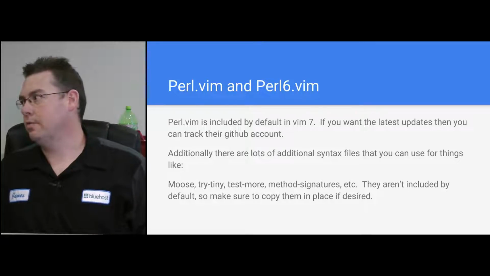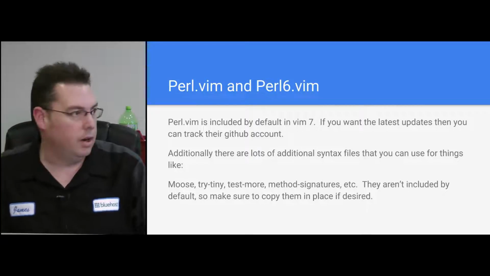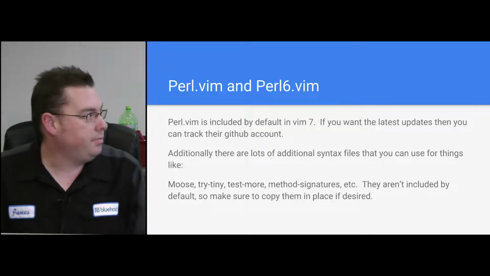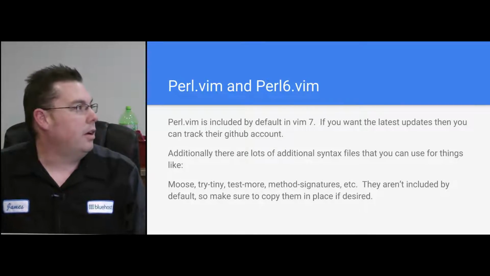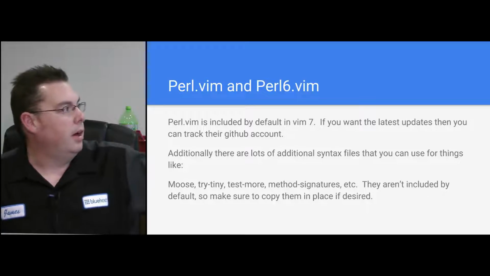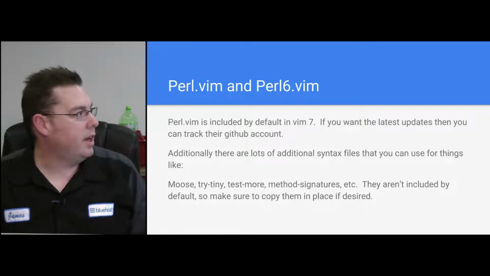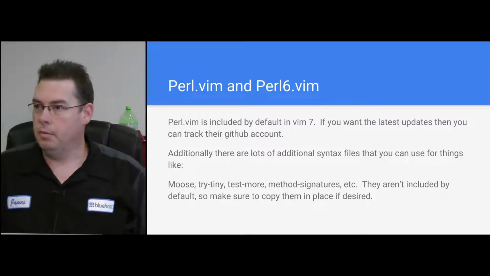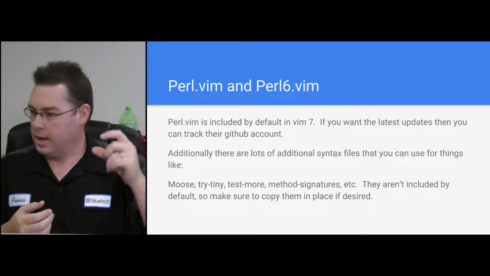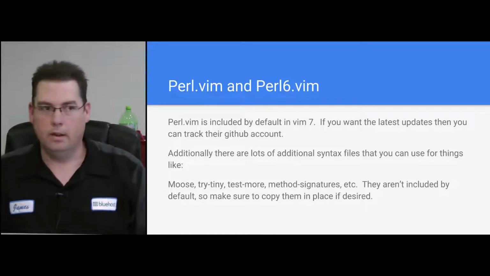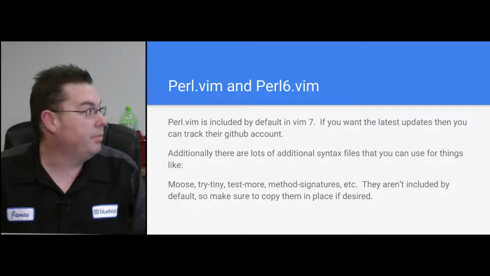Actually there's a whole bunch of files. There's an installer for it. It puts stuff into syntax, ft detect, and so on. If you go to GitHub, there are some extras. It provides Moose syntax, Try::Tiny syntax, Test::More syntax, method signatures, and so on. So if you drop that in, now your Test::More, for example, actually highlights as if it was a system command. So you can use ok and it looks like print in your syntax highlighter.